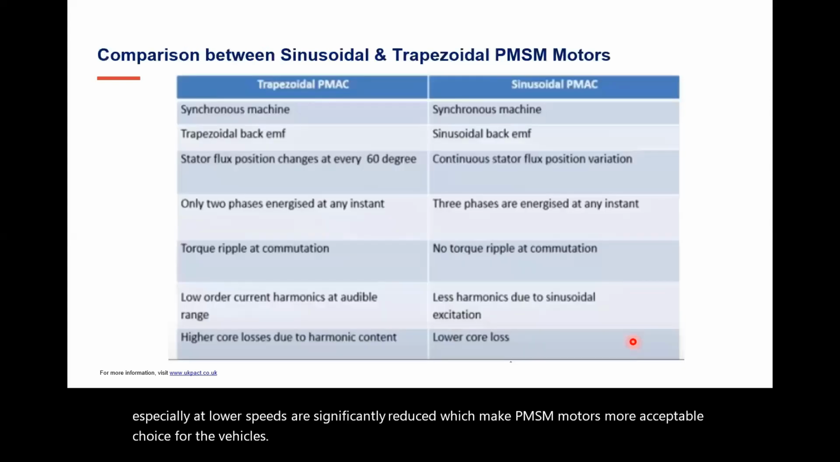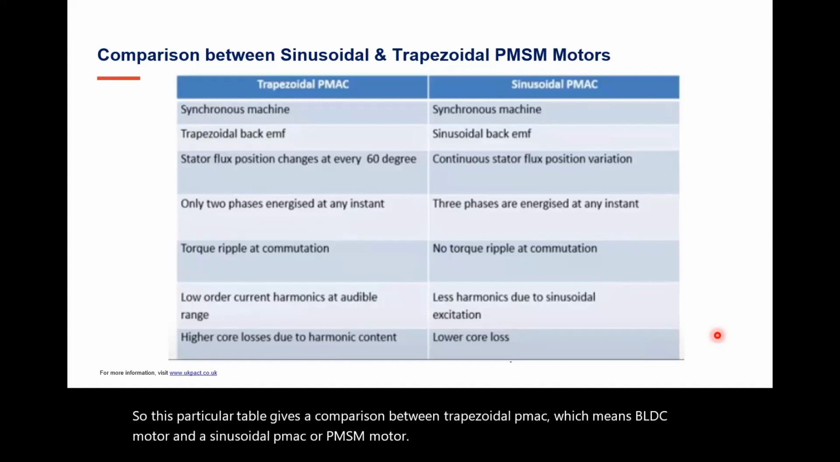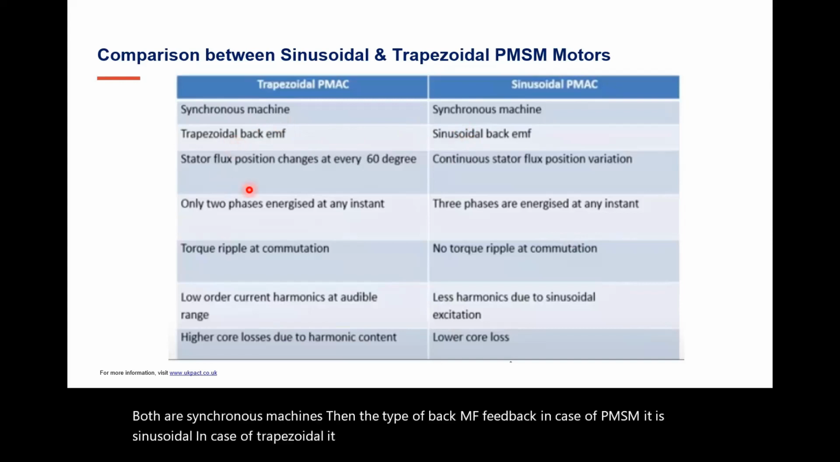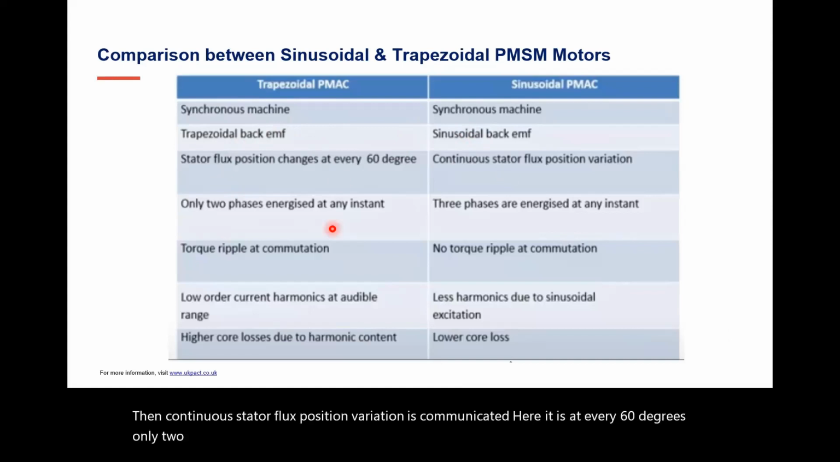So this particular table gives a comparison between trapezoidal PMAC, which means BLDC motor, and sinusoidal PMAC or PMSM motor. Both are synchronous machines. Then the type of back EMF feedback in case of PMSM is sinusoidal. In case of trapezoidal, it is trapezoidal. Then continuous stator flux position variation is communicated. Here it is at every 60 degrees. Only two phases are energized at any instant of time. Here, all three phases are energized.